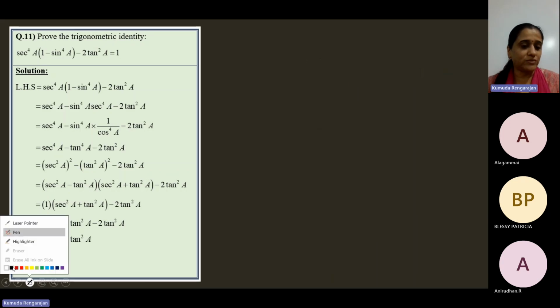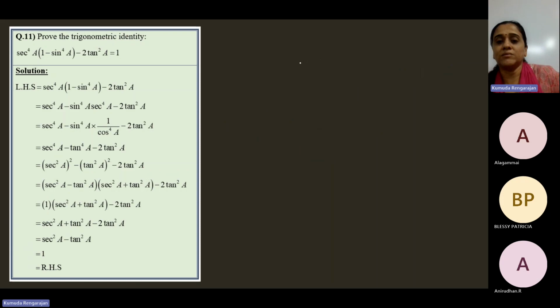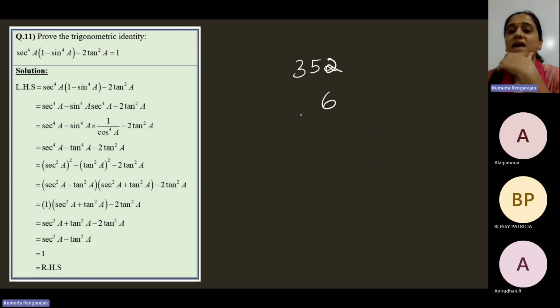Okay, so can two numbers have 352 as their LCM and 6 as their HCF? Can two numbers have 352 as their LCM and 6 as their HCF?